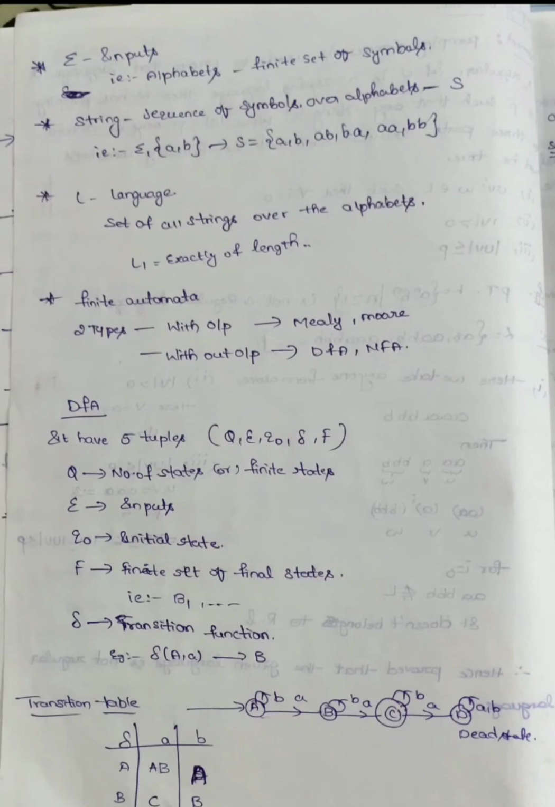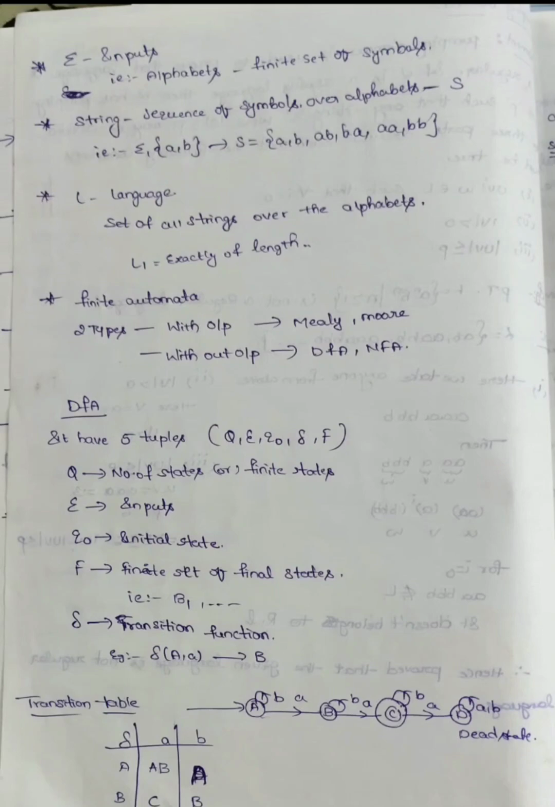Here, sigma is the inputs, for example alphabets, a finite set of symbols. A string is a sequence of symbols over alphabets, denoted with S. For example, sigma = {A, B} gives rise to S = AB, BA, BB, etc. Next, language. Language is denoted with L. It is defined as the set of all strings over the alphabets. L1 is equal to exactly of length.